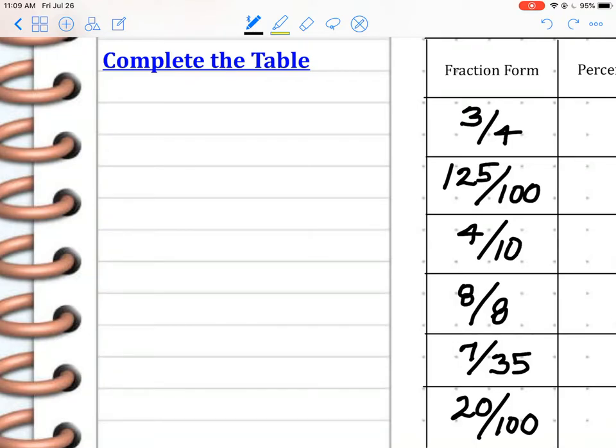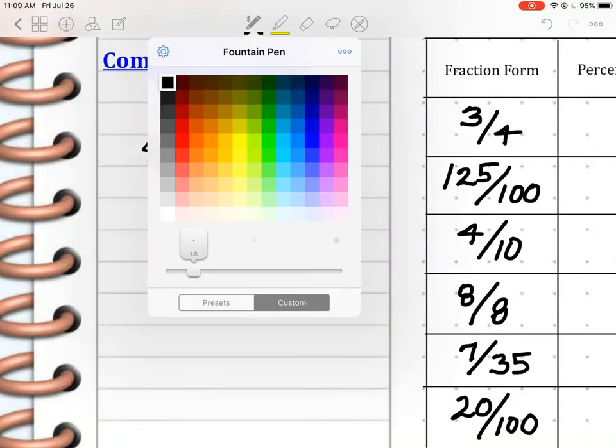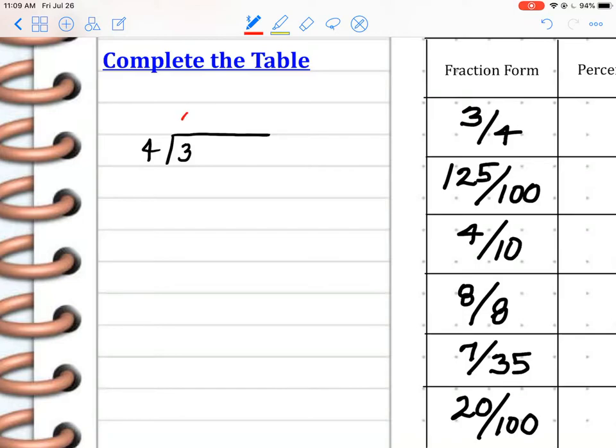Okay, to do this first 3/4, I want to take the bottom number, the 4, and divide it into the top number. So the 4 goes on the outside. And I ask myself, can 4 go into 3? And the answer is no. So I add a decimal and I add a 0. 4 can go into 30. It goes 7 times, and 7 times 4 is 28. 28, 29, 30, that's a difference of 2.